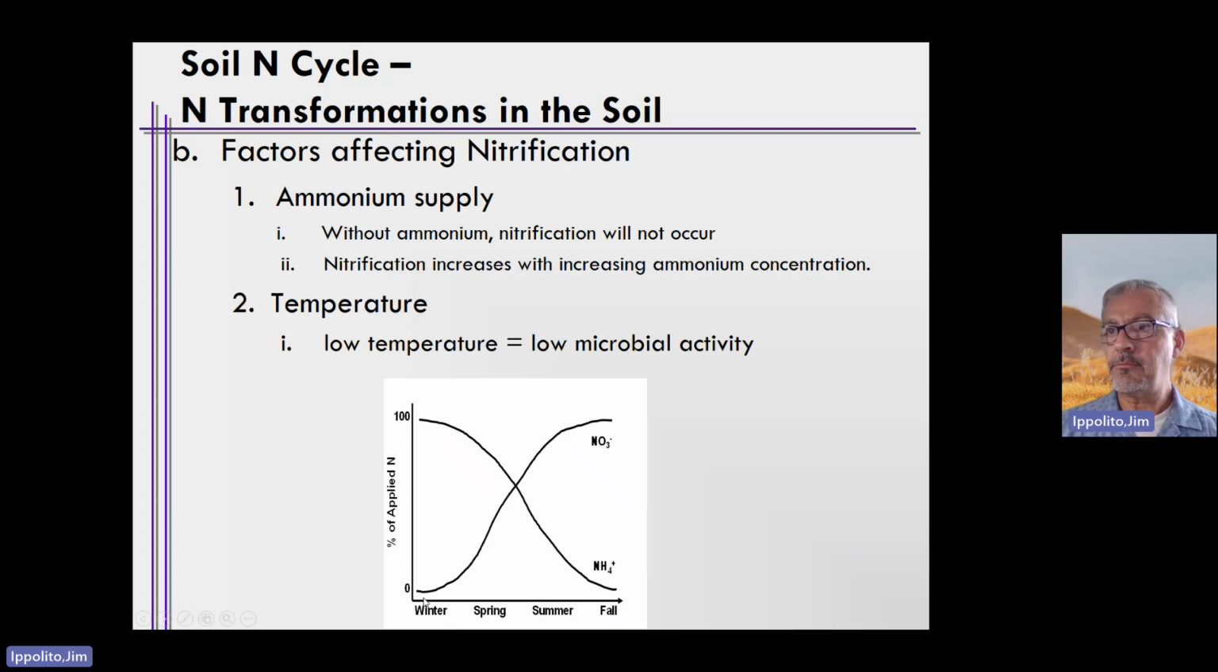In the winter, there's very little nitrification. And in fact, the ammonium supply might be great in the soil. And as temperatures increase from winter to spring to summer to fall, that ammonium is converted to nitrate because of this reaction and because of rising temperatures. The sweet spot is somewhere between 25 and 35 degrees centigrade.